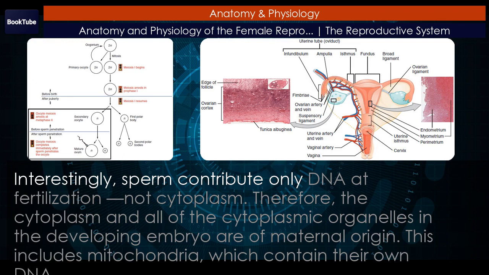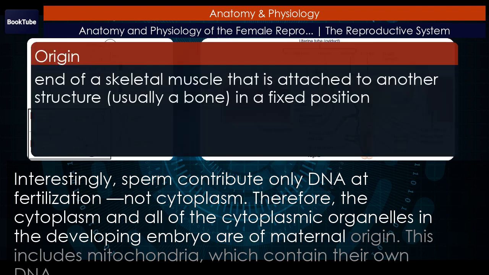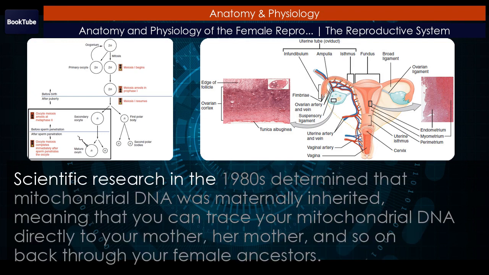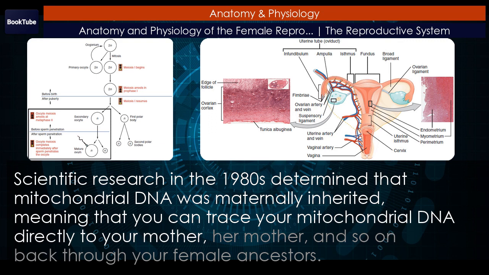Interestingly, sperm contribute only DNA at fertilization, not cytoplasm. Therefore, the cytoplasm and all of the cytoplasmic organelles in the developing embryo are of maternal origin. This includes mitochondria, which contain their own DNA. Scientific research in the 1980s determined that mitochondrial DNA was maternally inherited, meaning that you can trace your mitochondrial DNA directly to your mother, her mother, and so on back through your female ancestors.